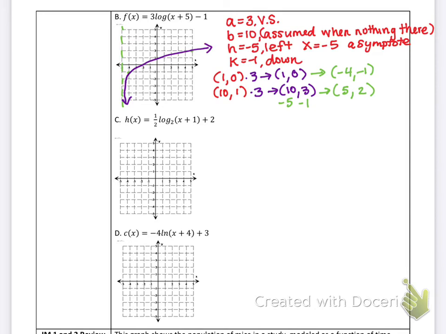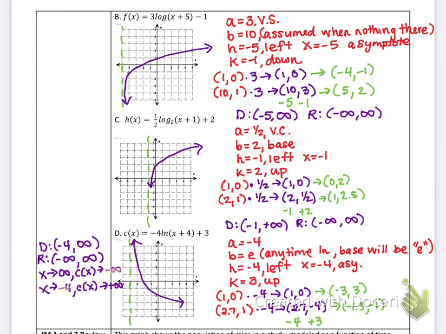And then again, because we're running out of room, we're going to go ahead and identify our domain and our range. Our domain is based on the asymptote, always to positive infinity, and our range is negative infinity to positive infinity.